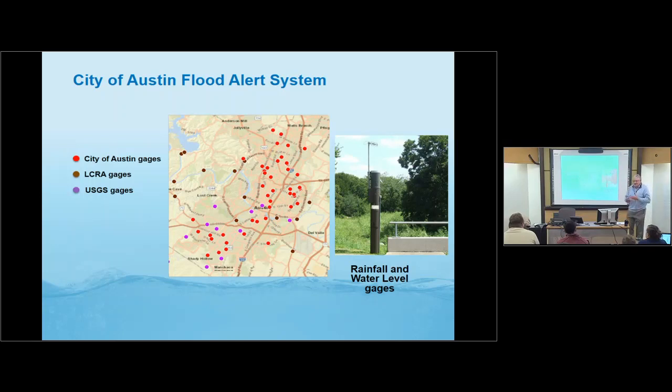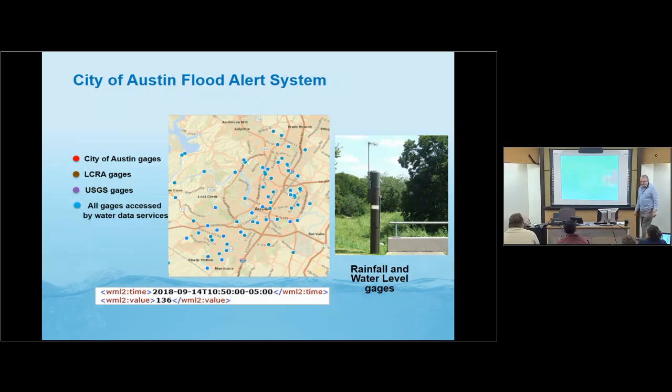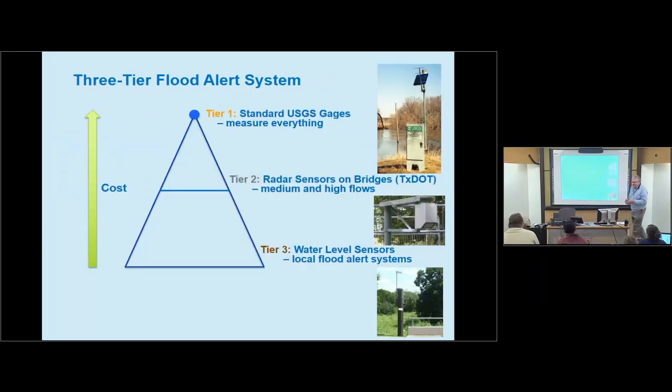So let's imagine now that there's a system, an Internet of Water, and all of that just looks the same. It doesn't matter if it's the City of Austin or the Lower Colorado River Authority or the US Geological Survey or whatever. What I think we should be doing is to imagine that we've got a 3-tier flood alert system. At the top is the US Geological Survey. They measure everything, and they're expensive. This is lots of money. At the lowest level, there are water level sensors and local flood alert systems that lots of local organisations develop. The City of Austin's got one, Hays County has one, and so on.